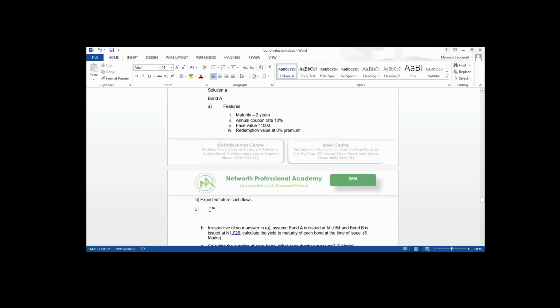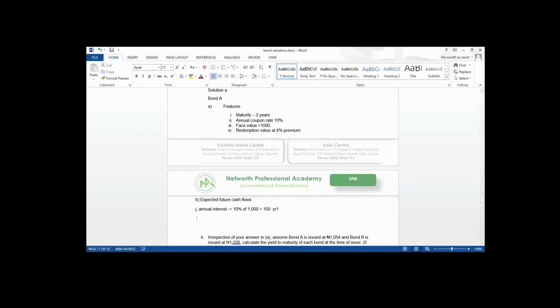The annual interest equals 10% of the nominal value, 1,000. This is equal to 100 naira. This is in year 1. You are going to get interest in year 1 because you have 2 years, abi. Interest in year 1, interest in year 2.